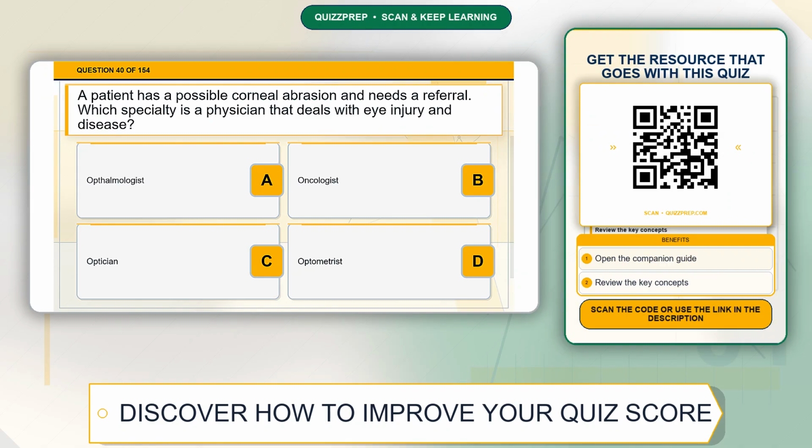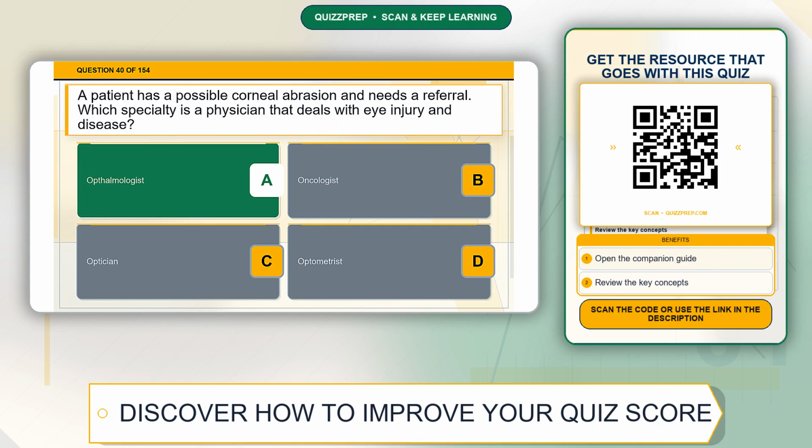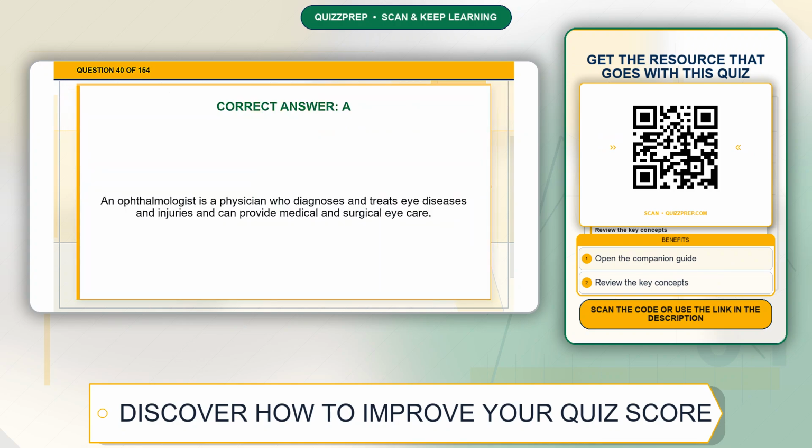Question 40. A patient has a possible corneal abrasion and needs a referral. Which specialty is a physician that deals with eye injury and disease? Option A, ophthalmologist. Option B, oncologist. Option C, optician. Option D, optometrist. The correct answer is option A, ophthalmologist. Explanation. An ophthalmologist is a physician who diagnoses and treats eye diseases and injuries and can provide medical and surgical eye care.